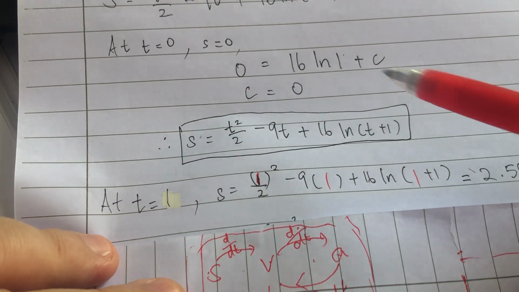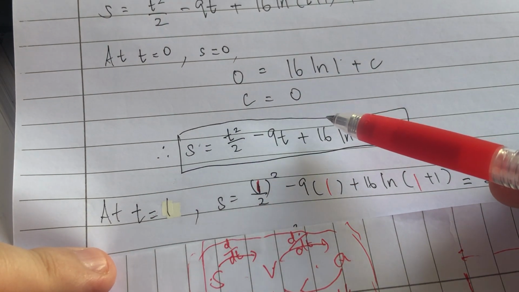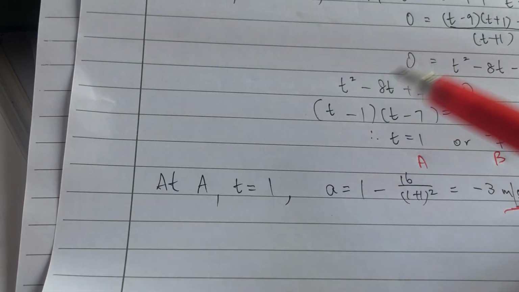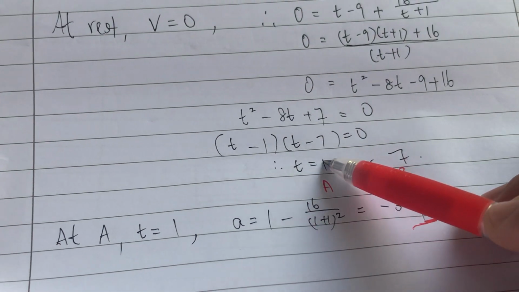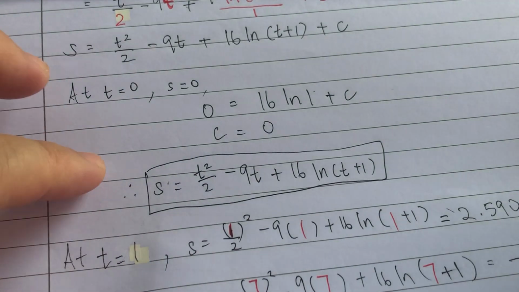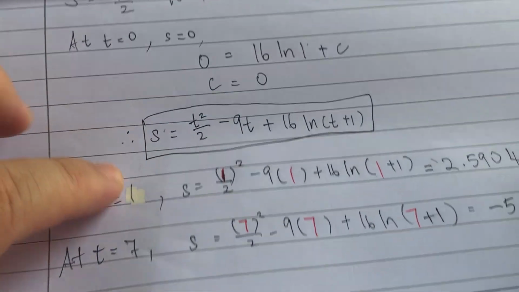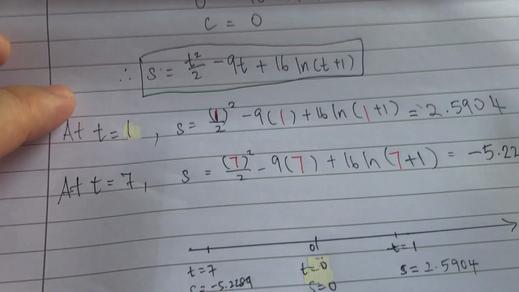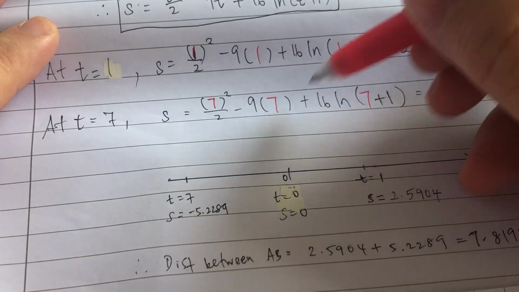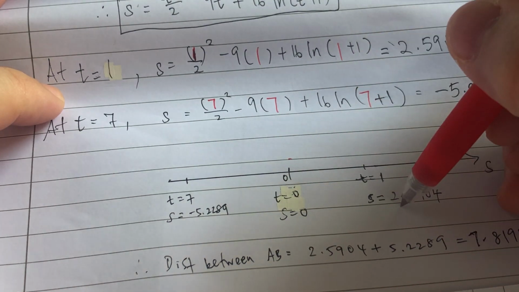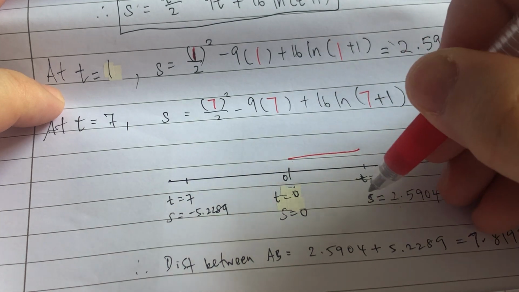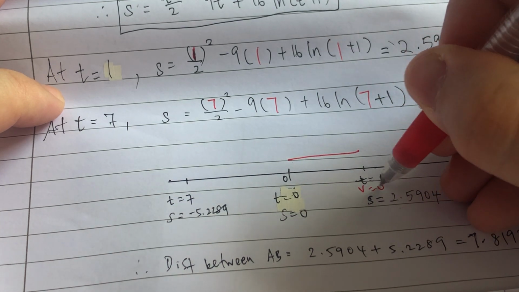Now I'm trying to find the distance between A and B. So just now we mentioned already, at A, the t is 1, at B, the t is 7. So you have to find S at t equals 1 and t equals 7. Then you can get this diagram. Now this diagram is very important. You need to draw this diagram so that you can find the distance. So you see, it tells us that when t equals 1, that's why it went right first. It went right. Then stop. Stop to do what? Stop to U-turn.